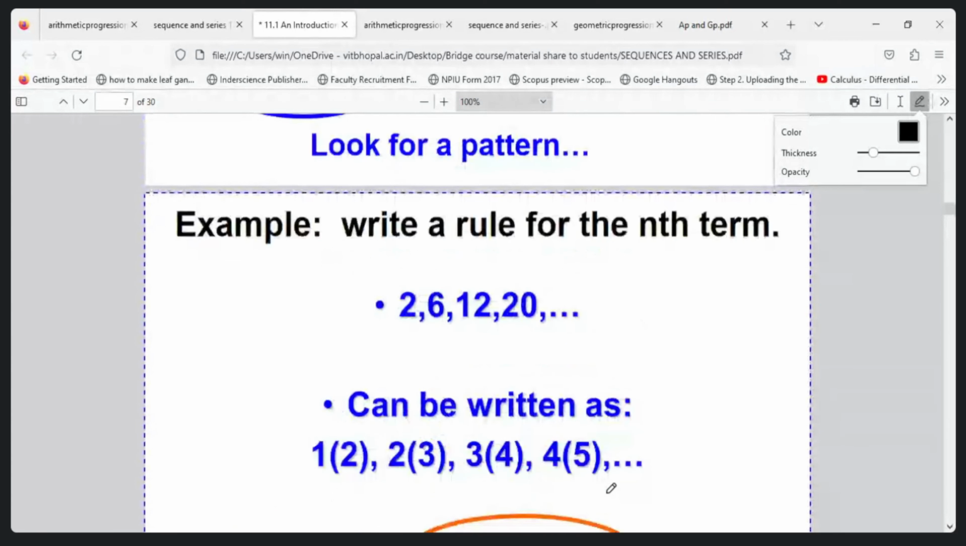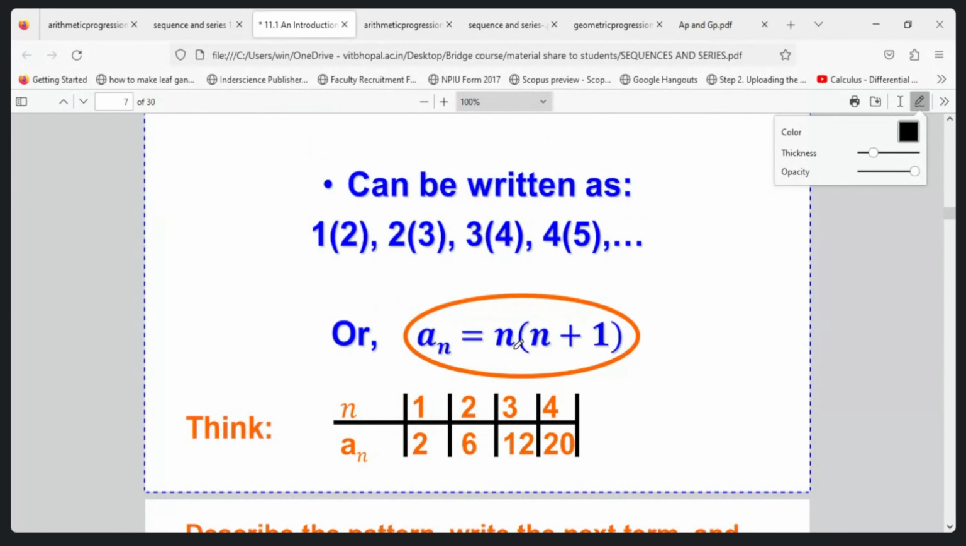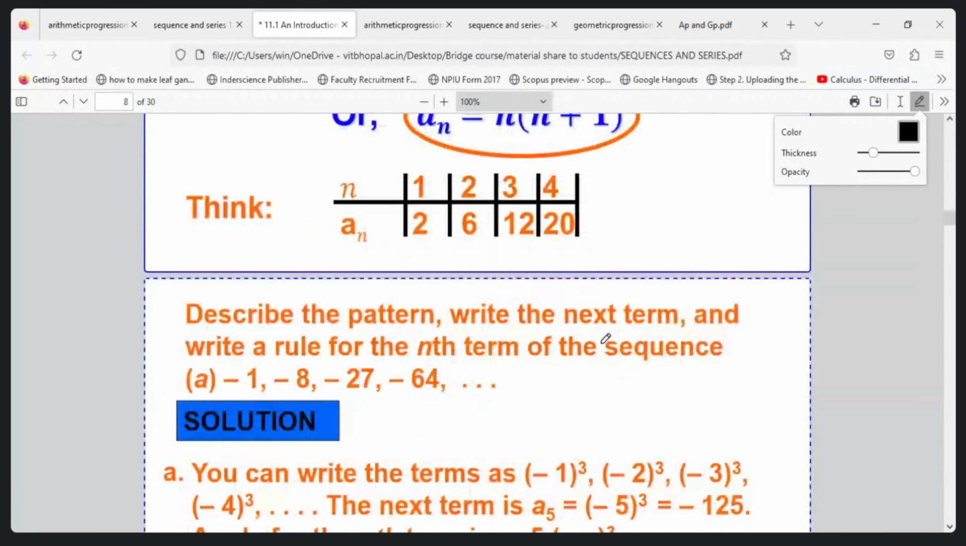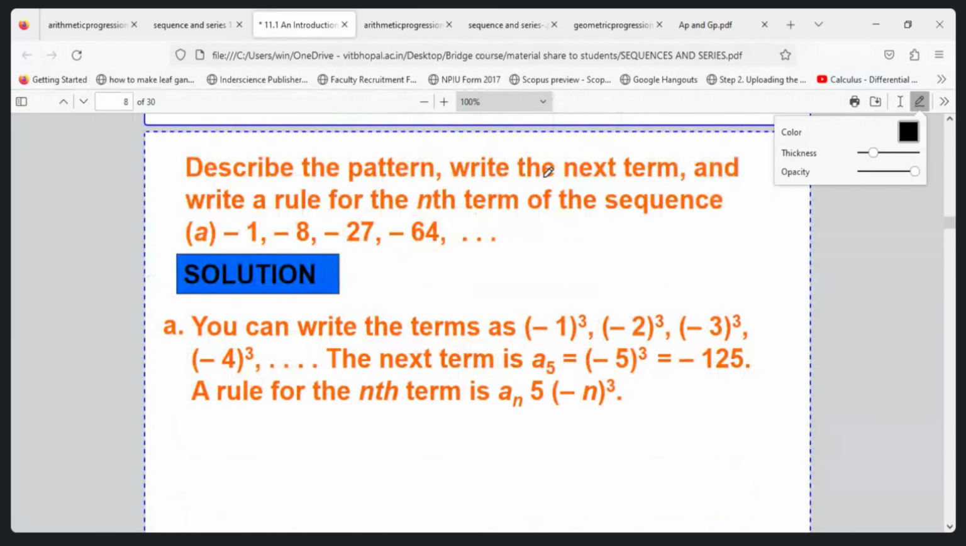Now you can see here 2, 6, 12, 20. We can write 1 into 2, 2 into 3, 3 into 4, 4 into 5. Then a_n is equal to n times n plus 1. Why n times n plus 1? If n equals 2, then 3 is 2 plus 1. If n equals 3, then 4 is 3 plus 1. If n equals 4, then 5 is 4 plus 1. So we can say this is the general sequence, a_n equals n times n plus 1.